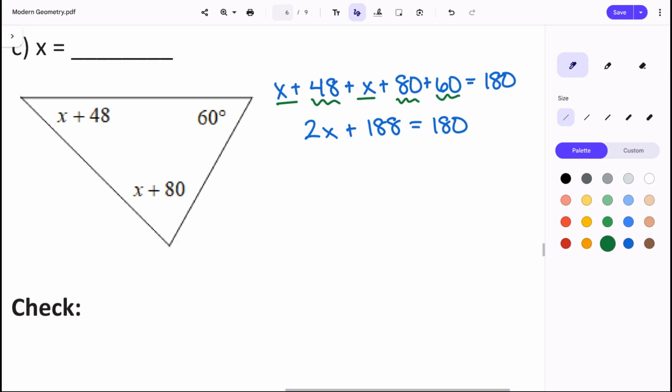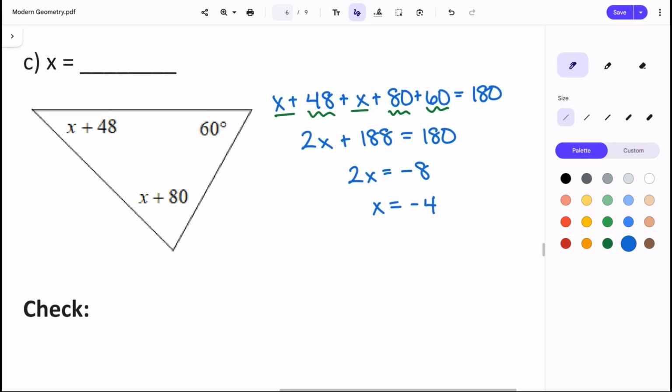Okay, and then we do that process that Logan was explaining. He subtracted the 188 from 180. That's how he got -8. He divided by 2. He got -4. Is it a problem for me to get a negative answer for X? No. What would be reason for concern, though? If I got a negative angle, okay?